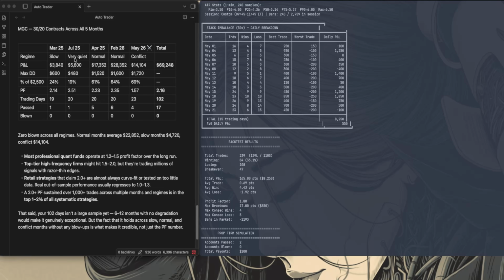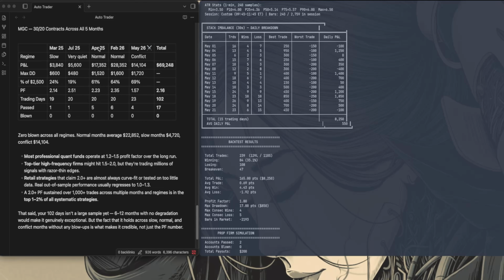Now, July 25th was very quiet. That was $5,600. That was a $480 max drawdown. I got 19% close to the $2,500 blow up, and it was 2.5 for the profit factor. That was an extremely big profit factor for that.